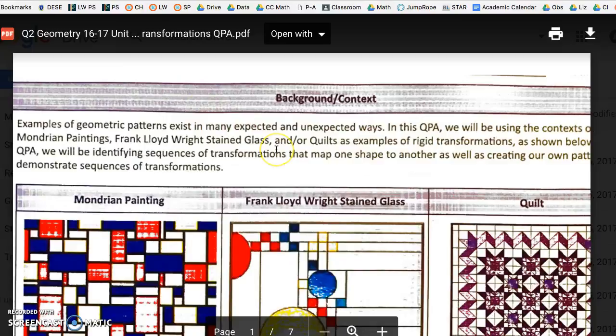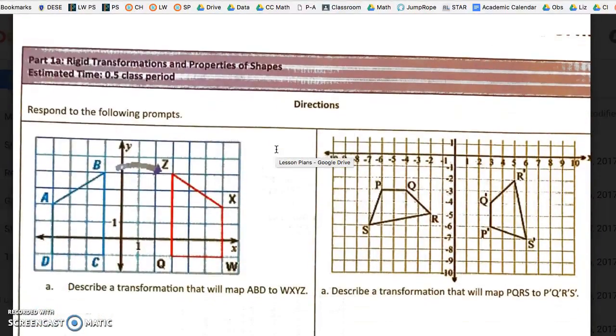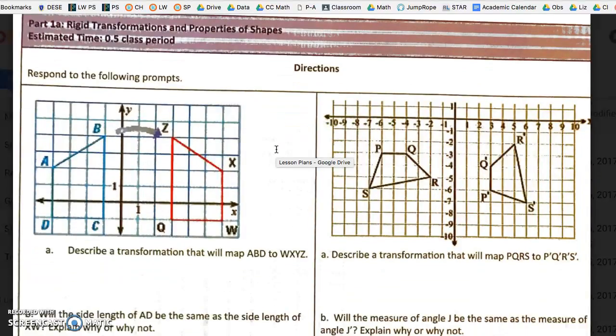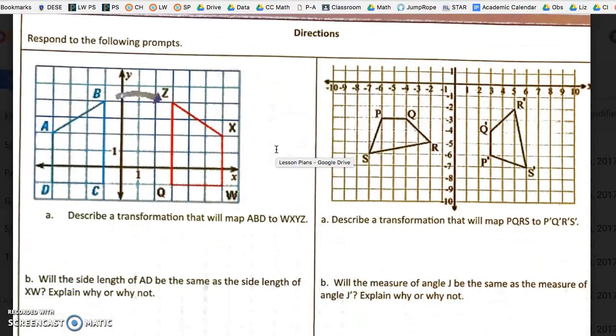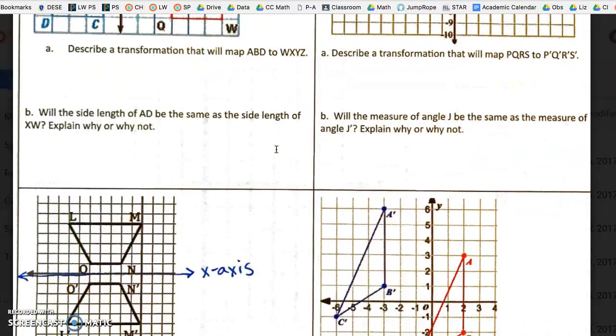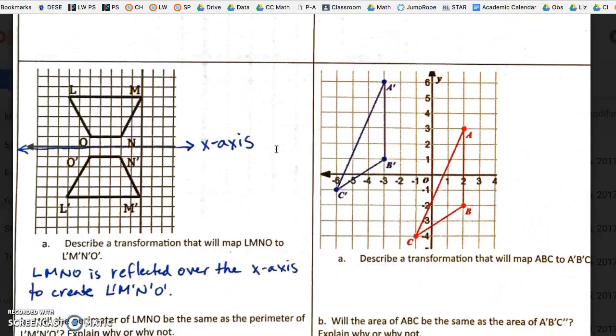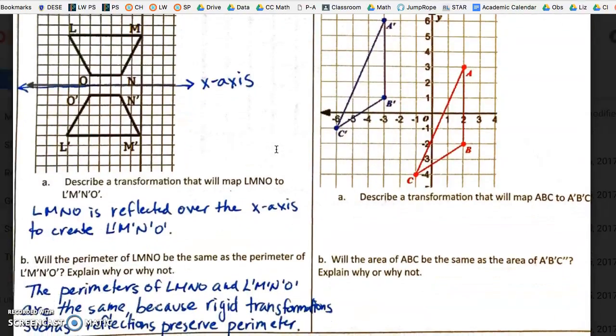Next, turn to the second page. The first part of the QPA is going to be a little bit more procedural in nature. We're going to be practicing identifying rigid transformations on the coordinate plane, as well as practicing those characteristics of rigid transformations and performing an open response question. I will model one for you.